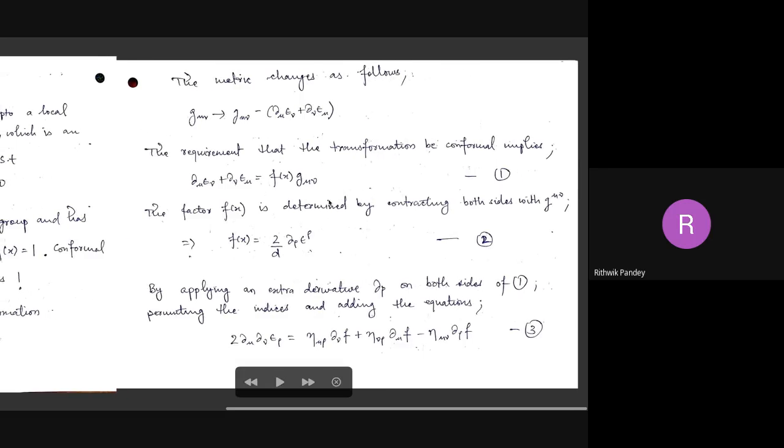Now the factor f of x can be determined from this equation by contracting both sides with g mu nu. If we do that, we get f of x equal to 2 by d times del rho epsilon rho, where d is the dimension of the space-time. Then we have to manipulate these equations to get more information out of them. We can apply an extra derivative del rho on equation 1, then permute all three indices to get three equations, add two of them and subtract the third. So we end up with this relation.